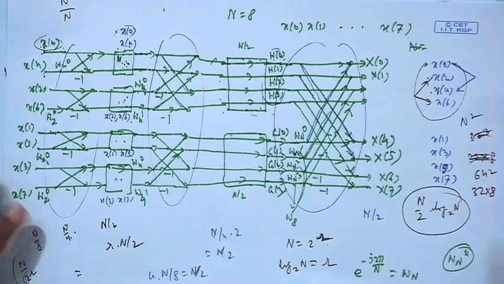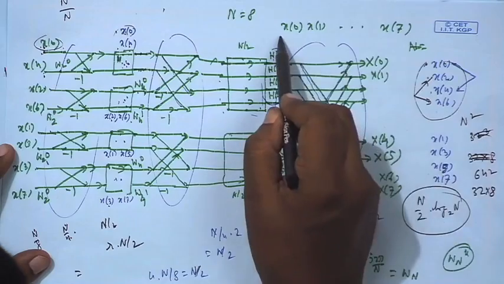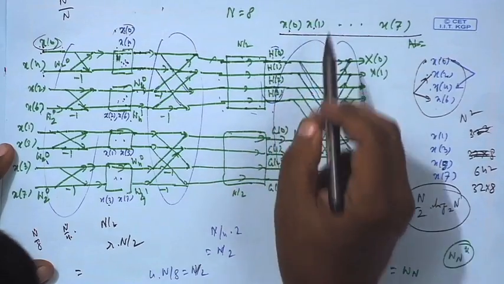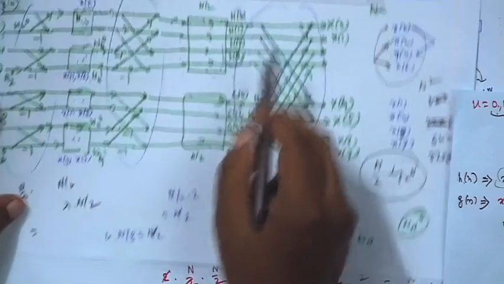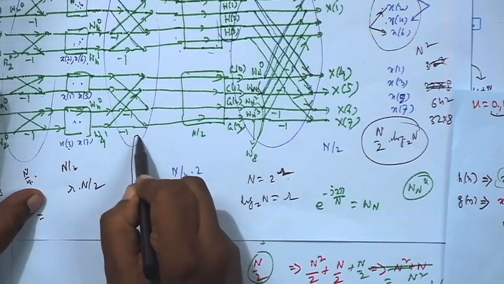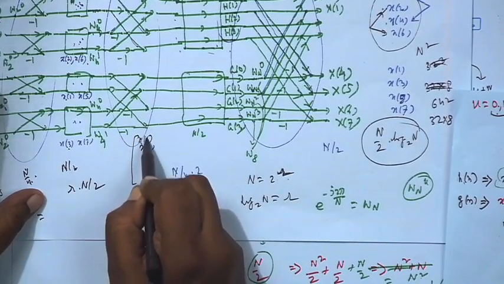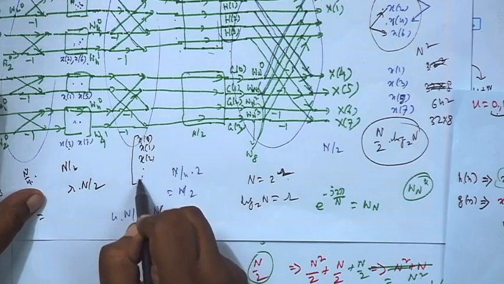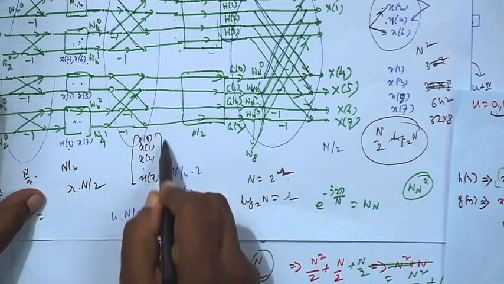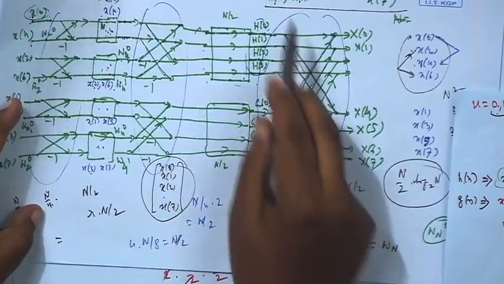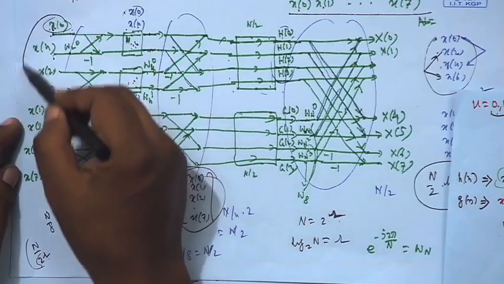Lastly, you see our original sequence was in this order, x 0, x 1. If you write it in a vector form, it will be this kind of form, x 0, x 1, x 2, dot dot dot, x 7. This is a sequence, but look at this order.